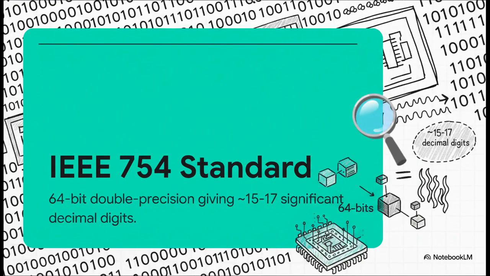Python, just like pretty much all modern programming languages, uses the IEEE 754 standard. It's a 64-bit double precision float standard. Basically, it translates our human decimal numbers into binary using exactly 64 bits of memory. And since memory is finite, our exact precision gets capped at about 15 to 17 significant decimal digits.